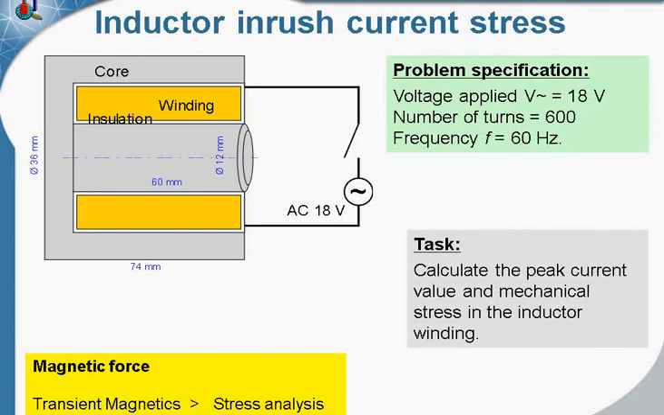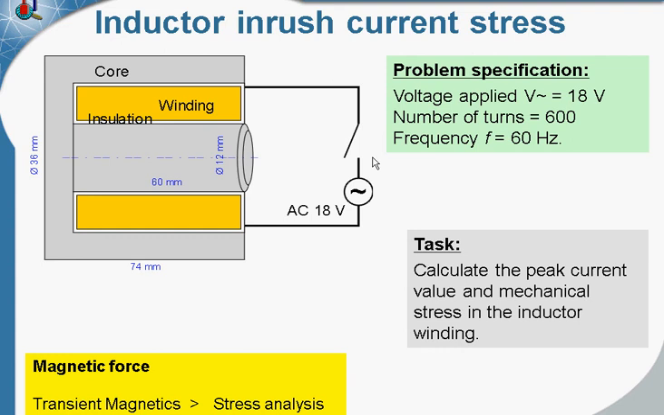Inductor inrush current stress. Inductor consists of the winding and the steel core. Between the core and the winding there is the insulation layer. Inductor operates on alternating current.